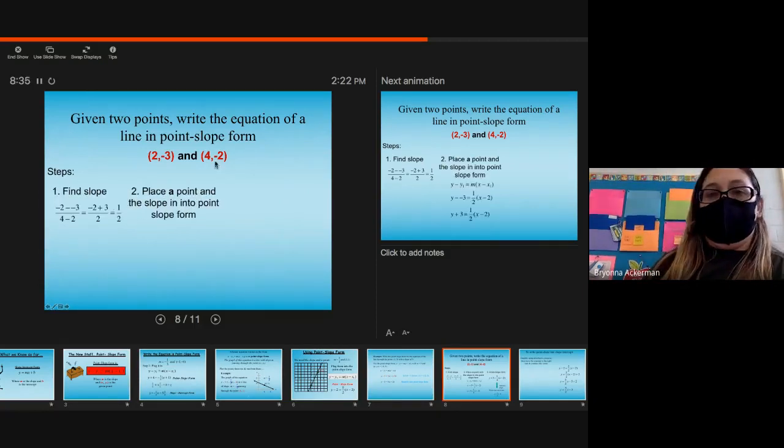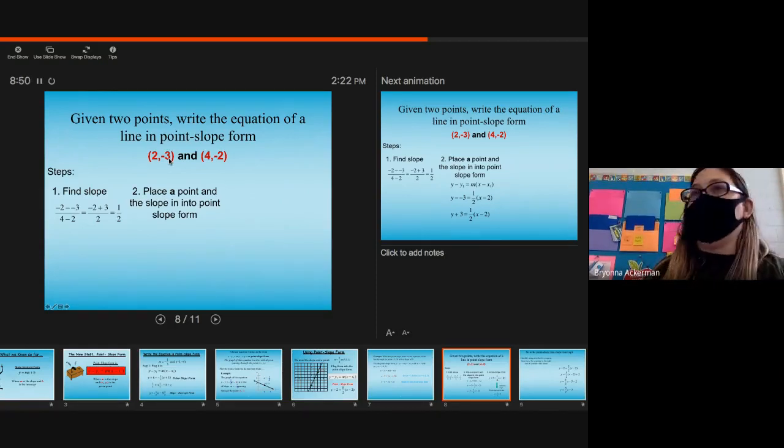Okay, so I did y2 was -2. So -2 minus a -3. Do you see how those are both a y value? Since I started with -2, I have to start with what in the denominator? -2. That one. That one. 4. So 4 minus 2 in the denominator.